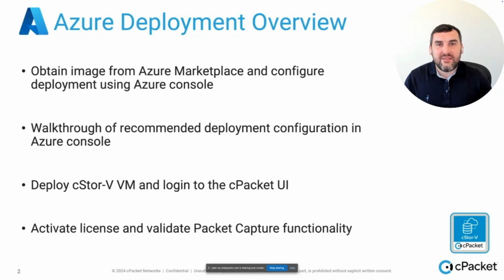So before I actually get into the demo itself, I just wanted to provide an overview of what we'll be deploying and configuring today. Essentially, we'll start by navigating to the listing in the Azure Marketplace to obtain the image and then to configure the deployment using the Azure console. We'll be walking through the recommended deployment configuration step by step with all of you viewing today. We'll also be deploying the cStor-V VM and then logging into the cPacket UI itself, where we'll then go ahead and activate the product license and we'll validate that packet capture capabilities are enabled.